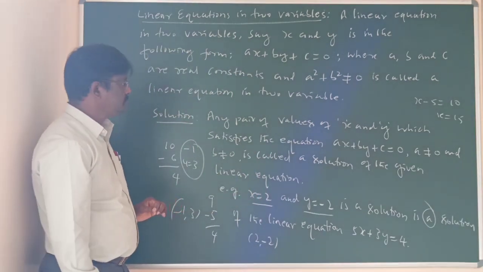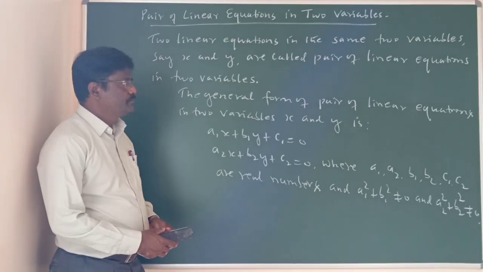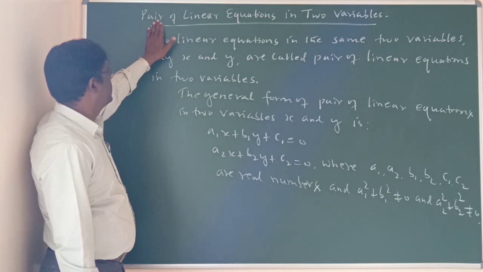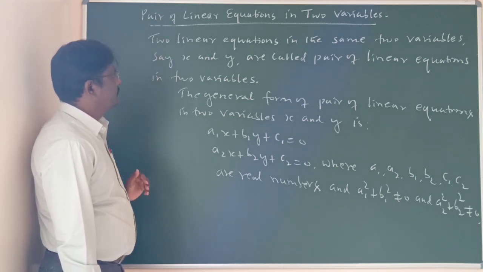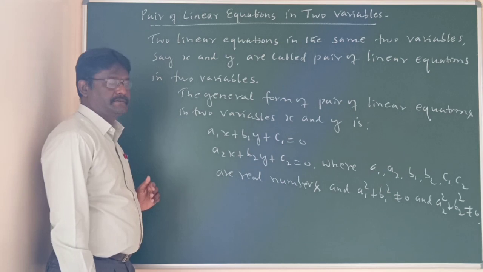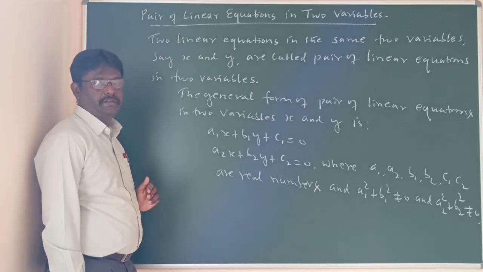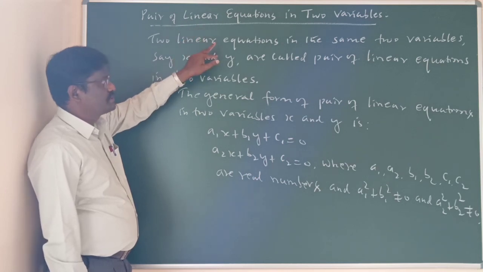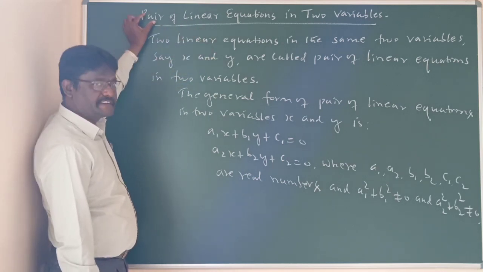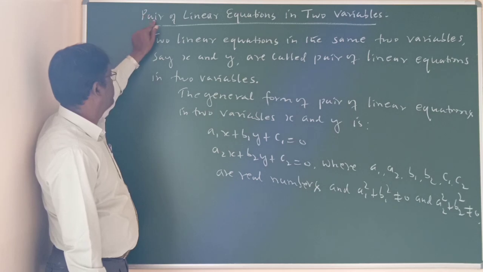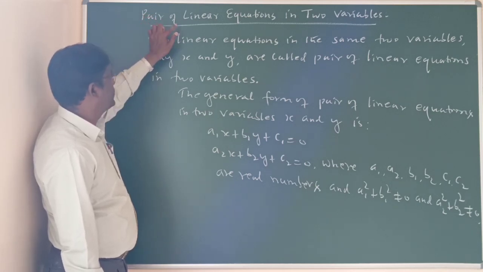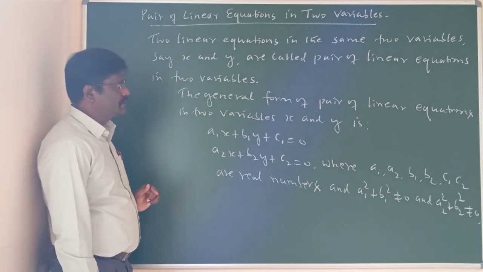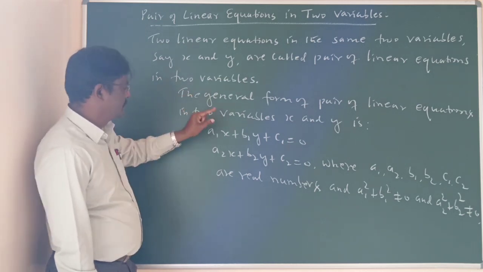Okay children. Next, the heading is this: pair of linear equations in two variables. Just now we have discussed a linear equation in two variables. Now we will take a system. That system has two equations. What is that? A pair of linear equations in two variables. What is the simple meaning?